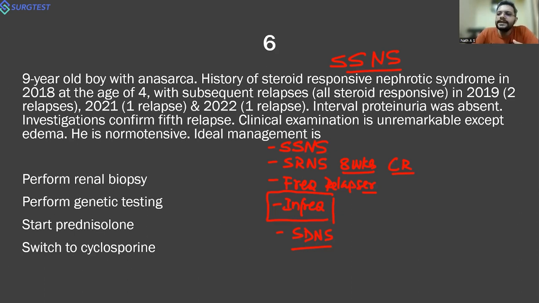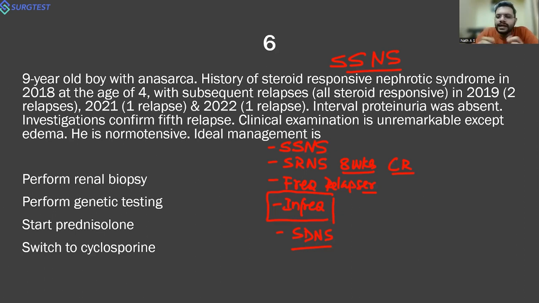Okay, so the answer here is that there are no atypical features for you to perform a renal biopsy. He's only 9 years old. He's having a steroid sensitive nephrotic syndrome. He's had 4 relapses, but everything has responded to steroid. So there is nothing off. The clinical examination is unremarkable except edema. I put that just to tell you that there is no other odd feature, like a syndromic feature, or anything for you to think of another systemic disease causing nephrotic syndrome.